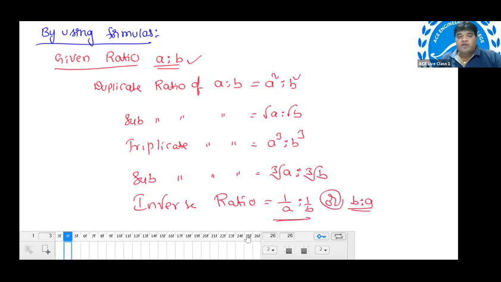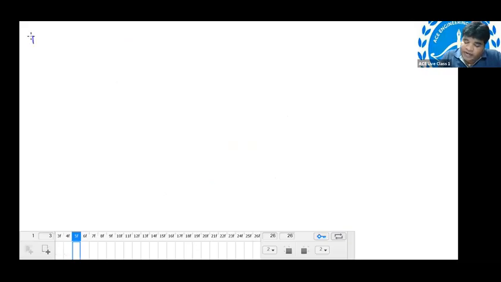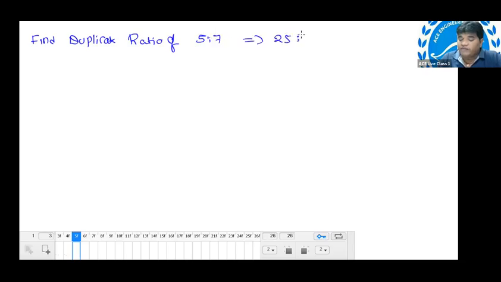Duplicate ratio of A is to B is A square is to B square. Subduplicate is root A is to root B. Inverse is B is to A. In examination, they ask, find the duplicate ratio of 5 is to 7, which means 25 is to 49. Those are the direct answers, but in examination the methodology is different.